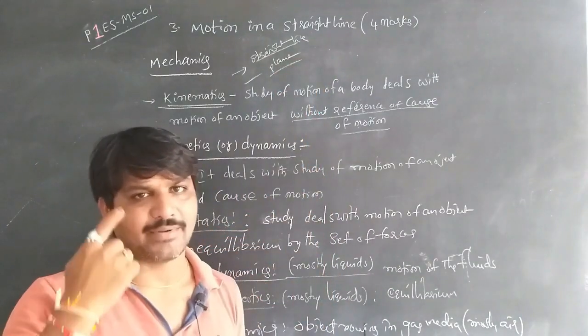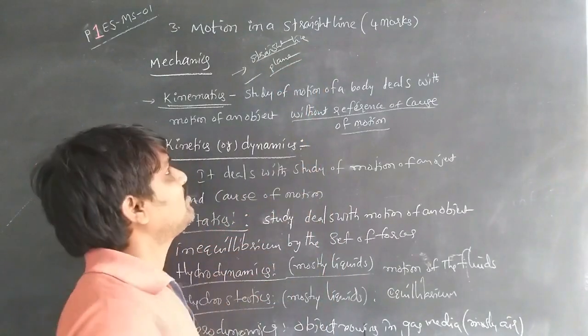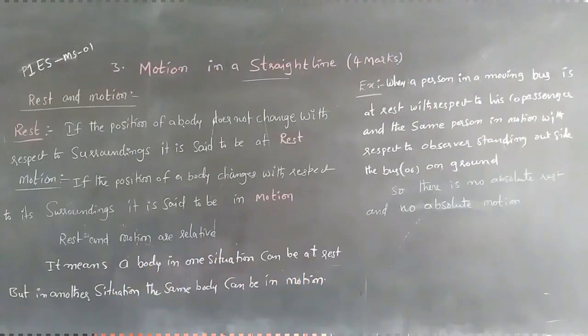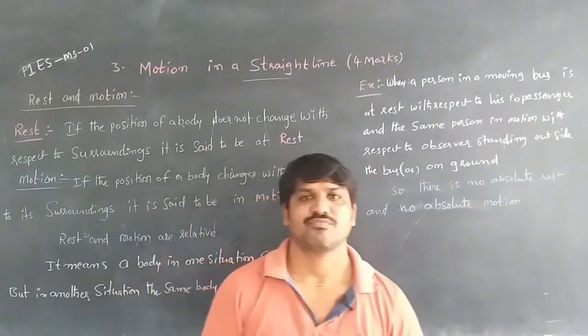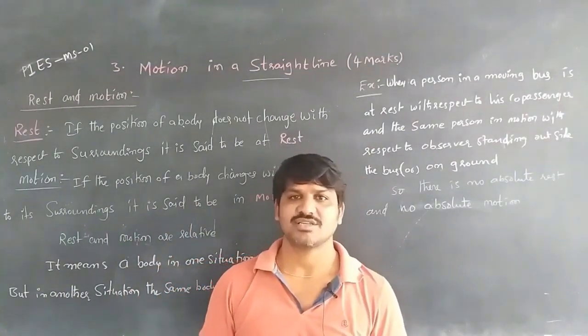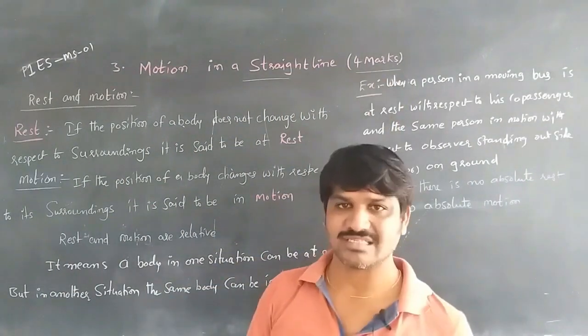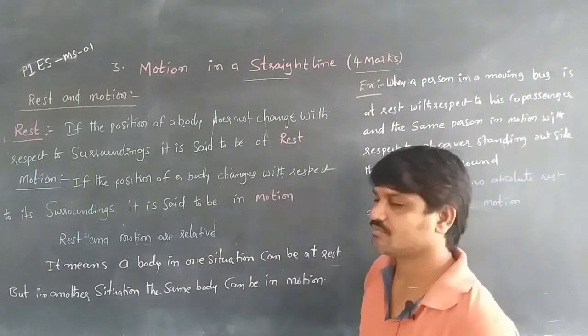Here we are going to study first motion in a straight line. Motion in a straight line has a weightage of 4 marks in the intermediate first year public examination.